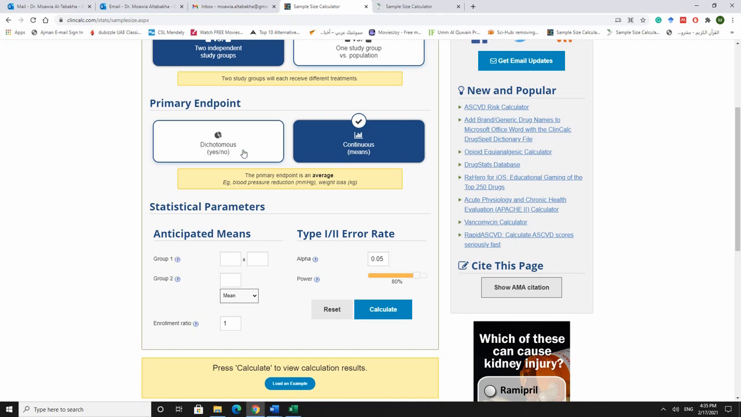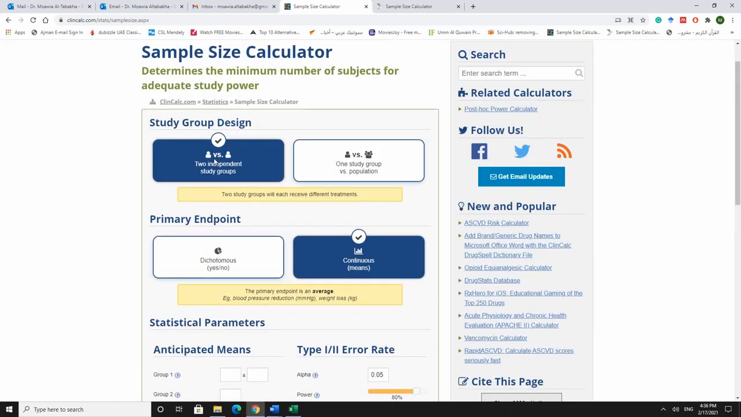It can be categorical, okay, ordinal, or it can be continuous. Continuous like cholesterol level, hypertension. Whereas dichotomous like died or not died, had a heart attack or did not have a heart attack. All dichotomous. Okay, so you have to choose.